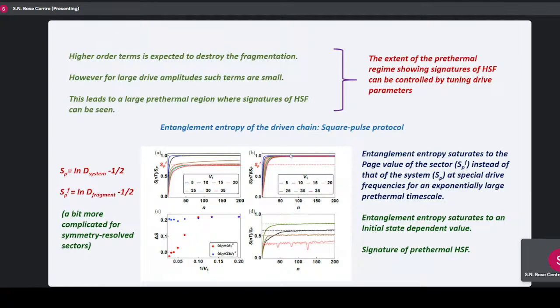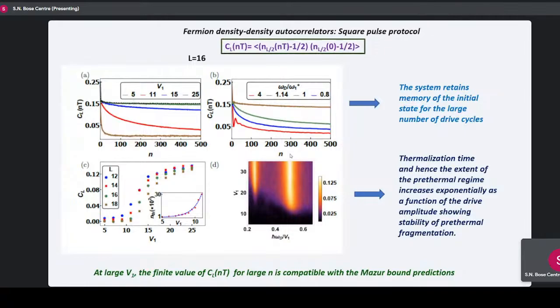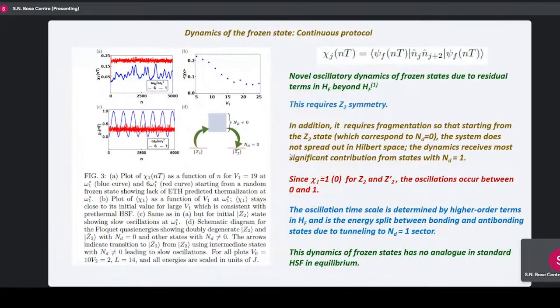So one can also show that this autocorrelation retains its memory. I'm not going to get into the details of that. But here is a phase diagram where we show that this is the region where this Hilbert space fragmentation picture is going to be seen, because this is where this autocorrelation has a finite value. And one can also study how the system behaves when you start from a frozen state. There is some very interesting oscillation. We can talk about this after the talk if you are interested.